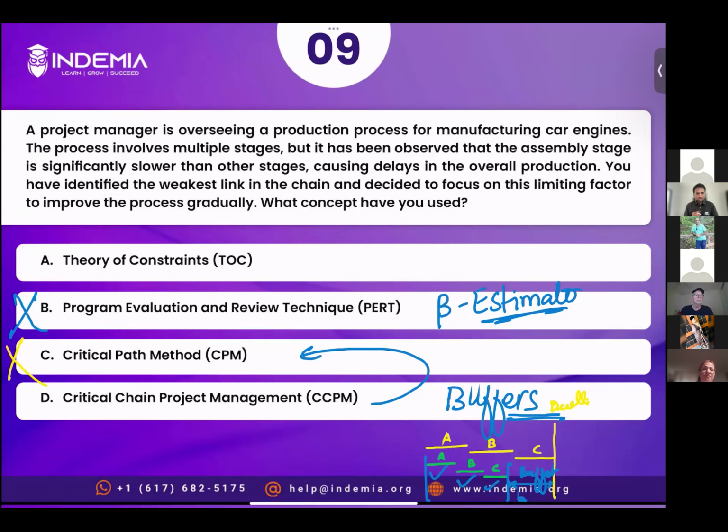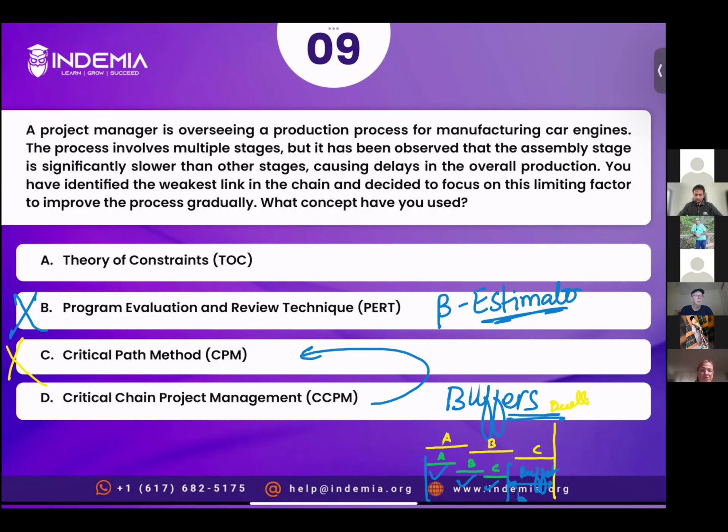The concept mentioned here, that you have identified the weakest link and you are focusing on the limiting factor, is called theory of constraints. Theory of constraints says that there are various constraints that limit your performance. So what you do is you identify the most important limiting factor and try to handle that. Once it is solved, then the process is optimized. So this is called theory of constraints: identifying the constraint and the most important limiting factor and then focusing on that. So the correct answer is option A.